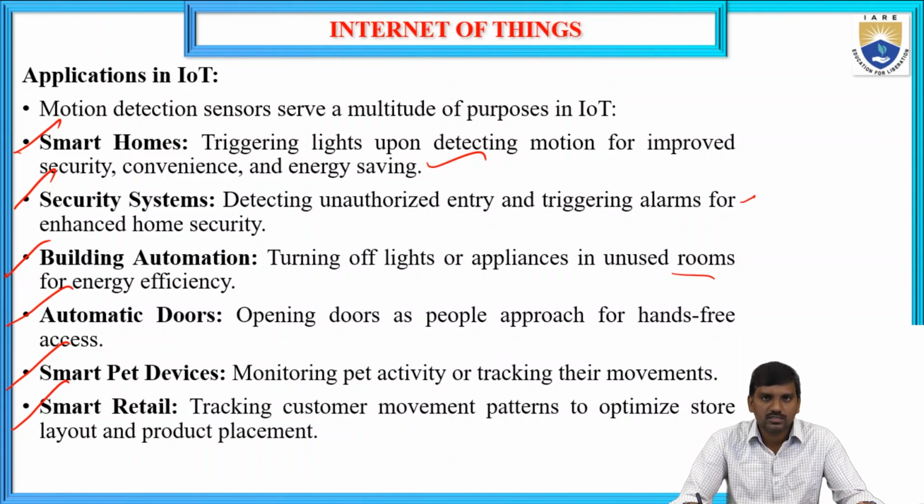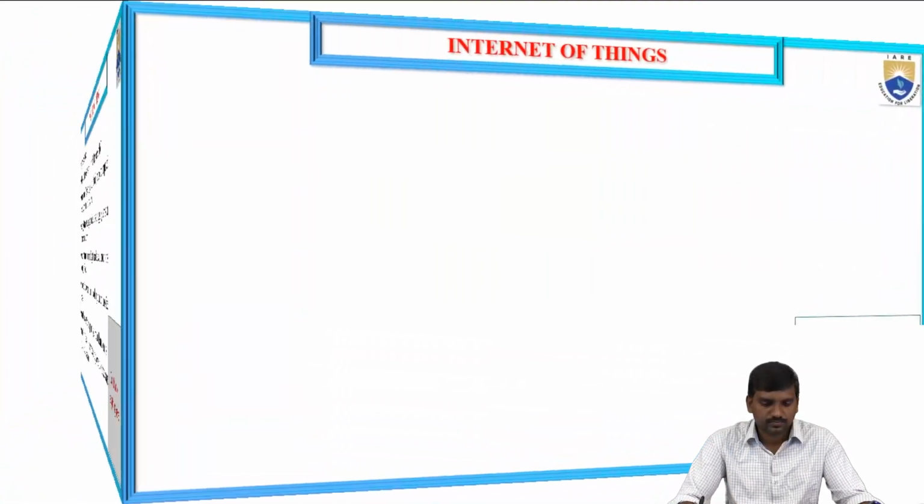The last one, smart pet devices: monitoring pet activity or tracking their movements, which is also an important one. And in terms of retail, tracking customer movement patterns to optimize store layout or product placement. So these are some applications in IoT based on the motion detector sensor.